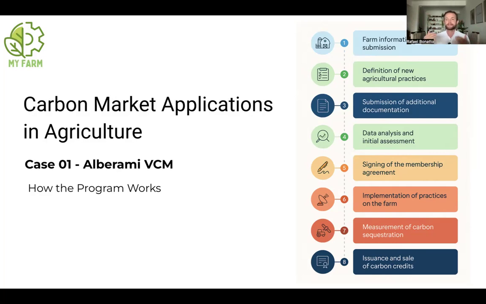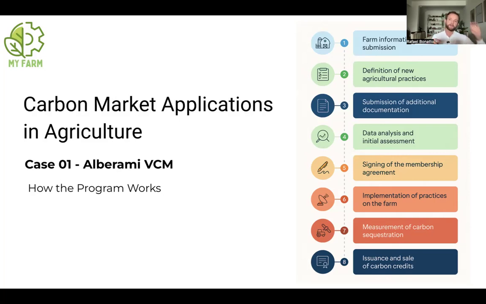You're having more credits, but it will be double counting. So to avoid that, you sign a membership, okay? The sixth step is implementation of the practices on the farm. You have defined on step number 2 the agricultural practices. On step number 6, you actually start implementation of the practices, okay? And then you go to step number 7, where you measure the carbon sequestration.